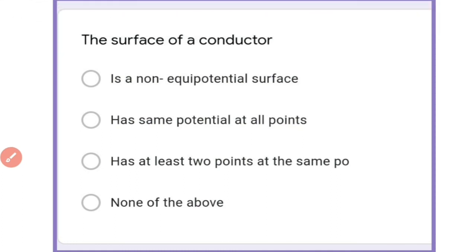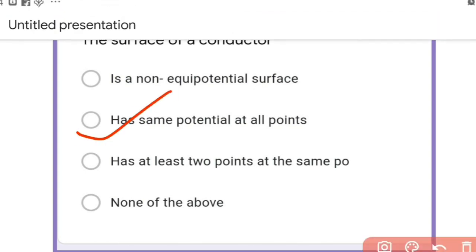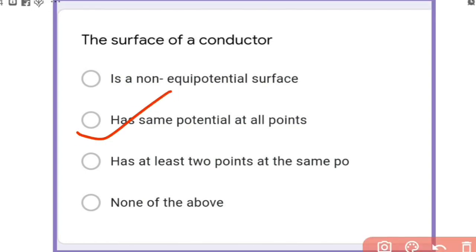The surface of a conductor has same potential at all points because it is an equipotential surface. The surface of a conductor, the potential remains the same, and that means the second option is correct. That is this one, has the same potential at all points.